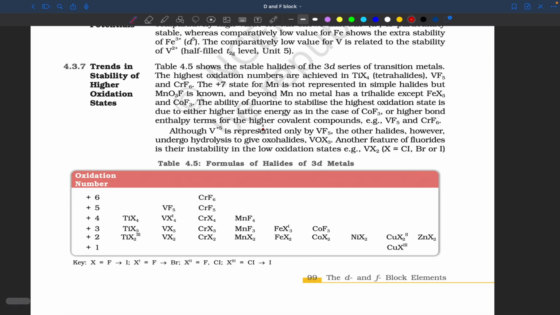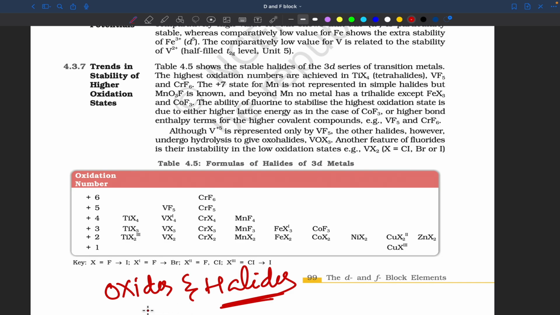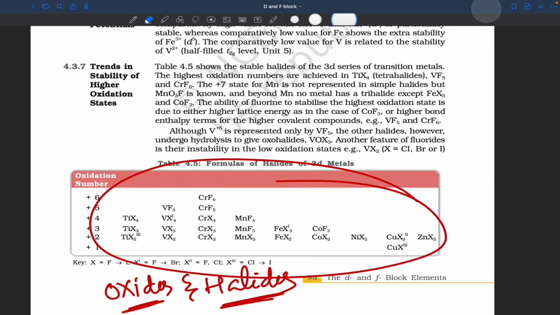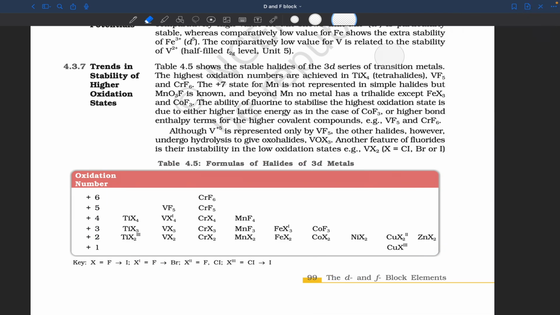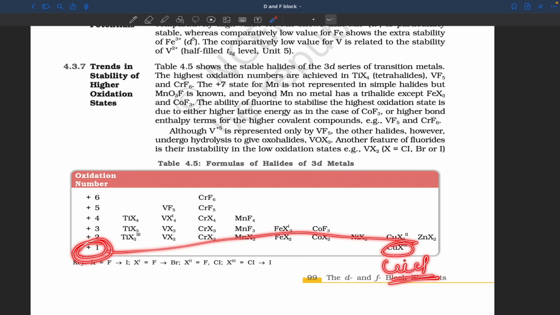Right. So we also talk about oxides and halides. So here is the table which talks about oxides of these group elements. Let us talk about what the oxides are here. Oxidation numbers lead to oxides, right? Plus 1 oxidation number is shown by only one element. Who is that? Copper. So we only know CuCl, nothing else is known.